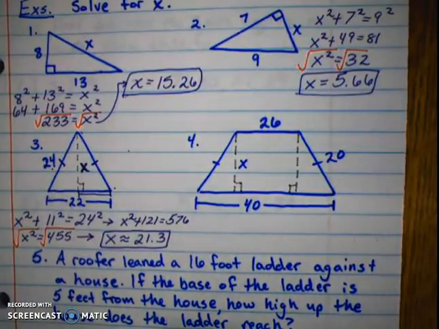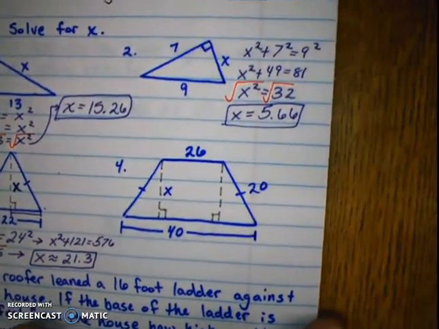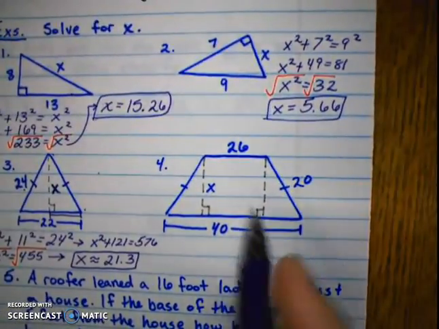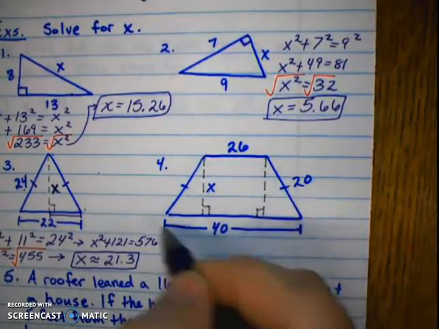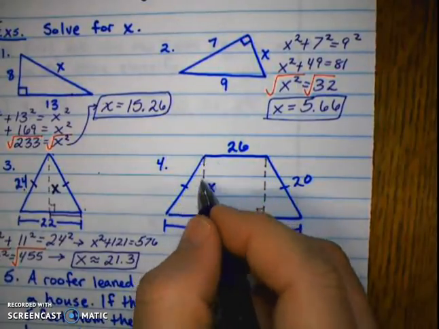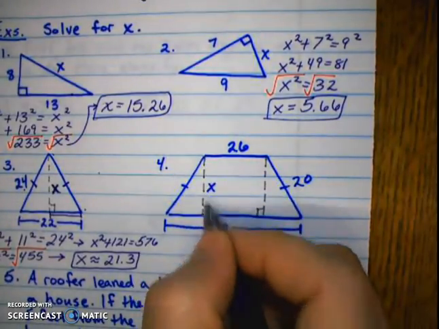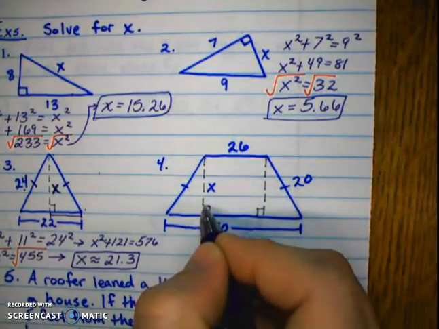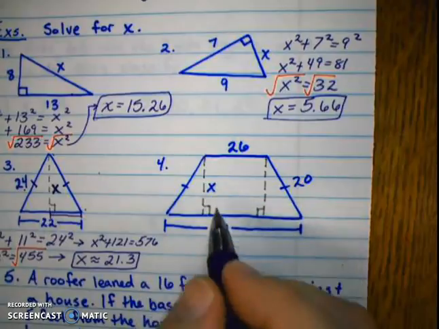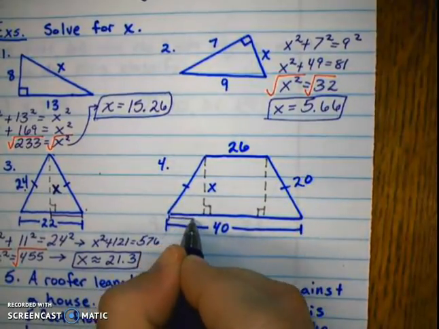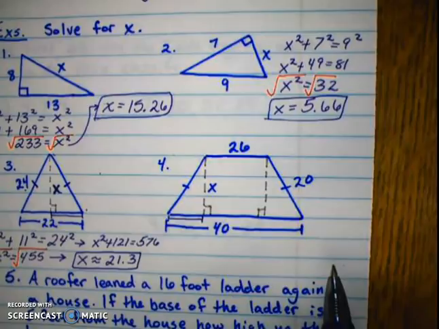Okay? Now, we're also going to be able to use that same kind of setup on example 4. In example 4, we have an isosceles trapezoid, but the altitude or height of the trapezoid is drawn in gray here, and that's the x that we're looking for. So once again, we're looking for the leg in a right triangle. The other leg is this measurement here, which we have to figure out.